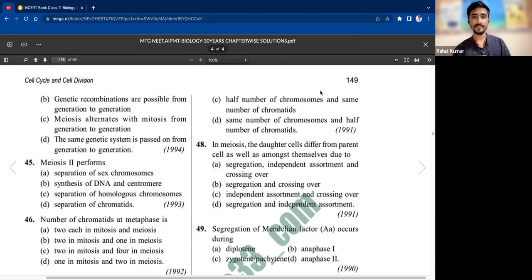Once I said what the right answer is. Iram, A? Separation of sex chromosomes. What? No. Sex chromosomes are just like any other normal chromosome. They're not anything special when it comes to separation. Let me take this question and screenshot it, and let's go to a board to explain this.